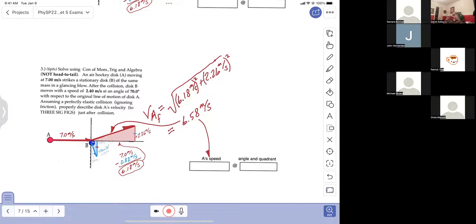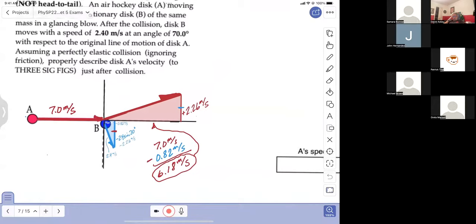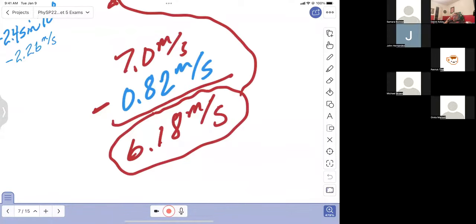Is there a formula you're using to solve that? How are you solving it? Solving which one? Number three. I know, but which part? I know how you got all the numbers. You just do the sines and the cosines to find the legs. Are you wondering about the 6.18?